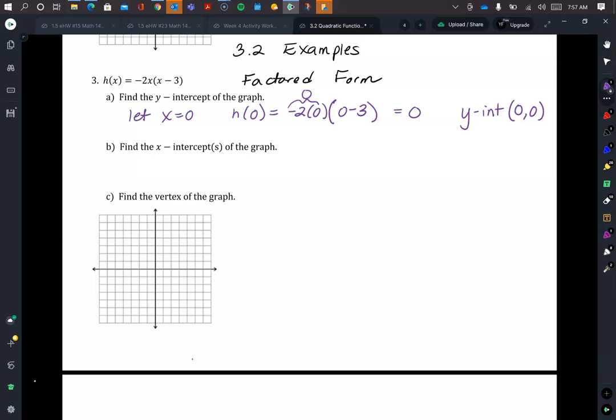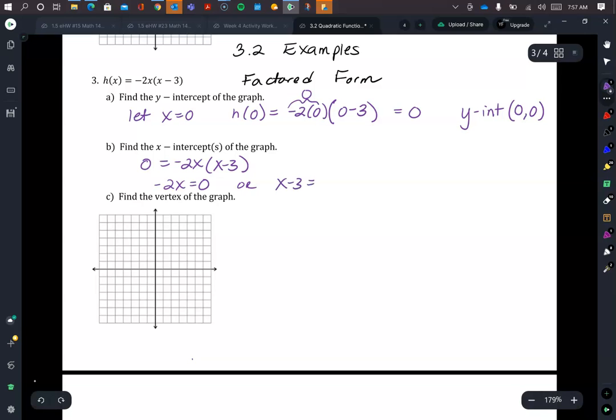For the x-intercepts, you want to set your h of x equal to 0 and then set each factor equal to 0. So we want to know when negative 2x equals 0, and when x minus 3 equals 0. So I would have a situation where my x would be 0, or my x is going to be 3.